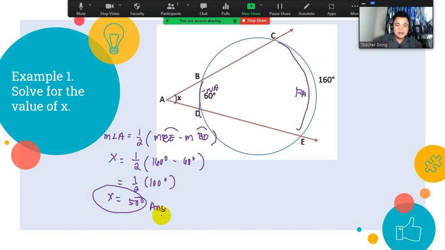Alright? So that's the step-by-step process. First, you have to analyze the given diagram or the illustration, and then after that, you have to form your equation using the theorem. Here, we use Theorem 113.